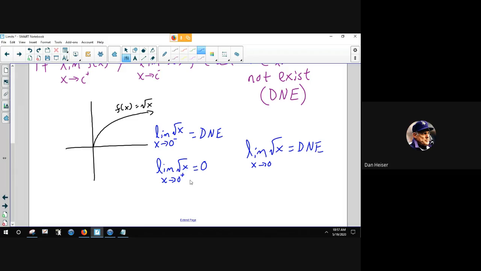And I could reverse that. I could create a function that only goes to the left and has no right-hand limit, but it has a left-hand limit. So some functions are like that. Some functions only have one hand or the other. Some functions have both hands that go to different places. Some functions behave and have their right and left hands go to the same place. Therefore, the function itself has a limit. And we saw some of those earlier.